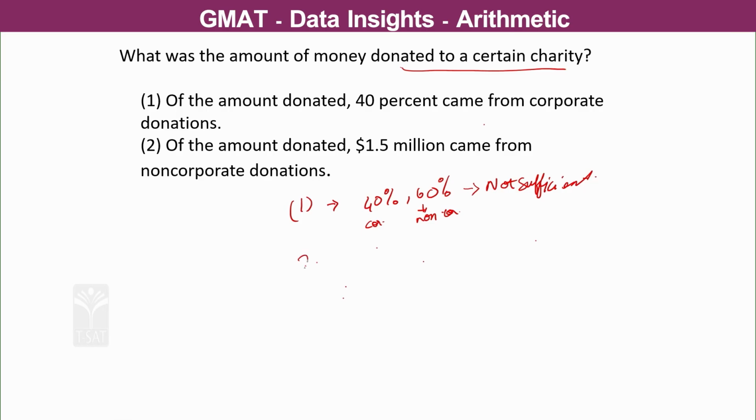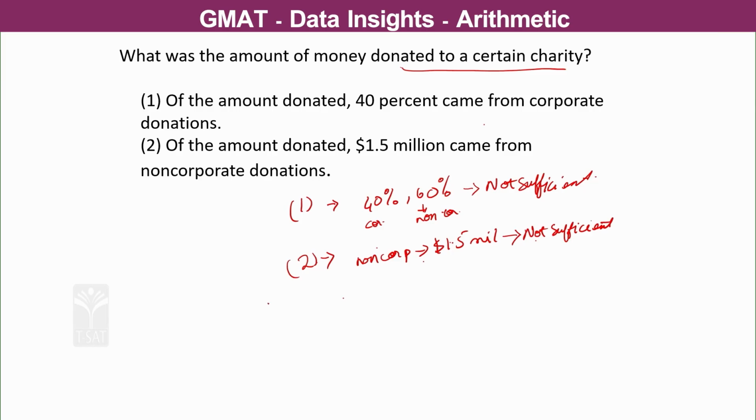Let us look at what statement 2 says. Statement 2 says of the amount donated, $1.5 million came from non-corporate donations. They are telling us that non-corporate is equal to $1.5 million, but it does not say how much is the corporate donations or what percentage this is. So, this again is not sufficient on its own to answer the question.